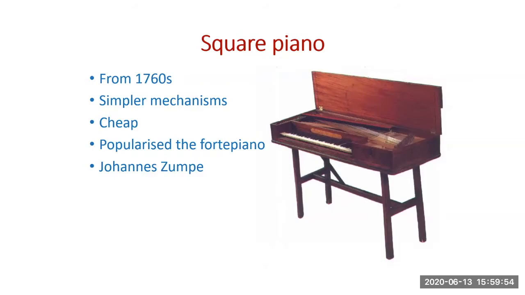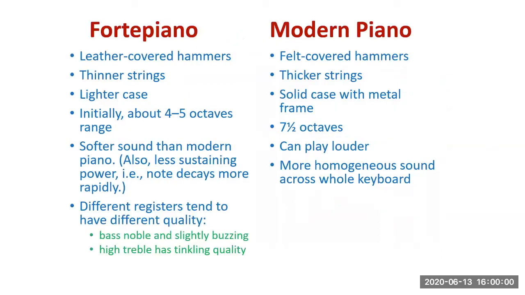But this is by no means the end of our story, for our modern piano is different to these early pianos. The forte piano has leather-covered hammers, while the modern piano's hammers use felt. On a modern piano, the strings are much thicker. The modern piano has a more solid case that's made of thicker wood. Also, the frame, that's what the strings are attached to, is metal in a modern piano, but wooden in a forte piano.